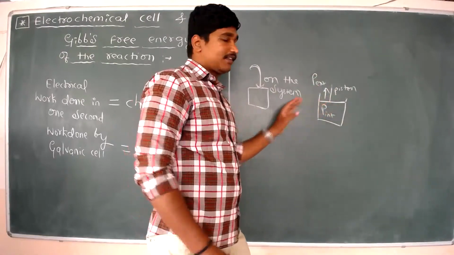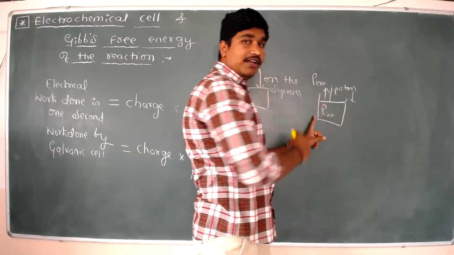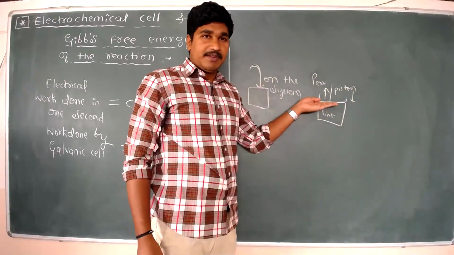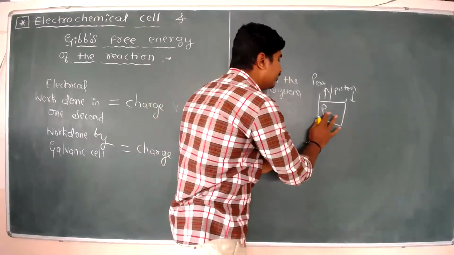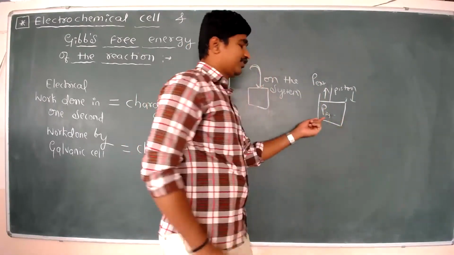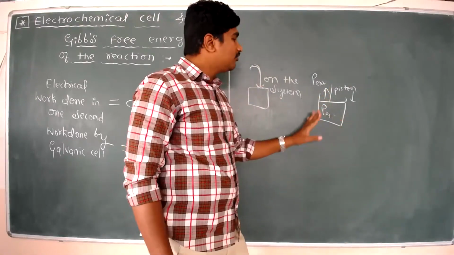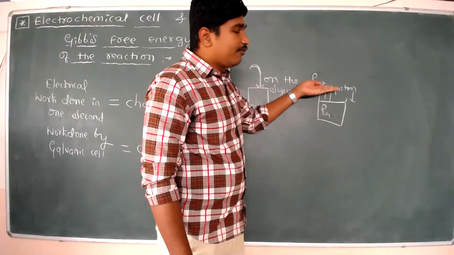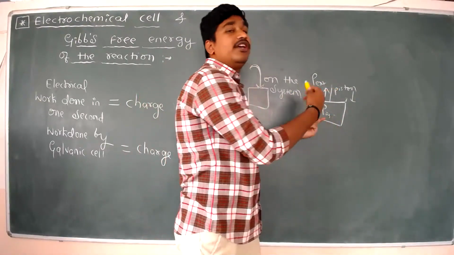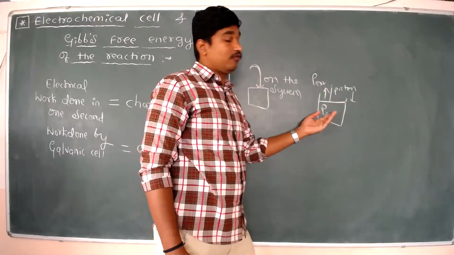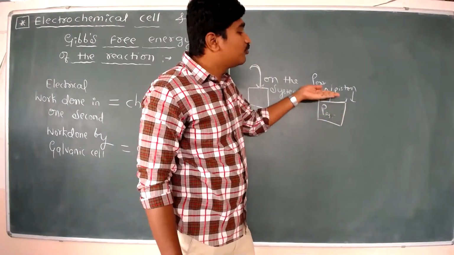Work done by the system. This is the total system, and here is the piston. I am taking the outward pressure as P external, and this is the inward pressure, or the system pressure, which is inside the system. If the piston is moving upward, it indicates that the system is doing work. That is called work done by the system, where the piston is moving upward.